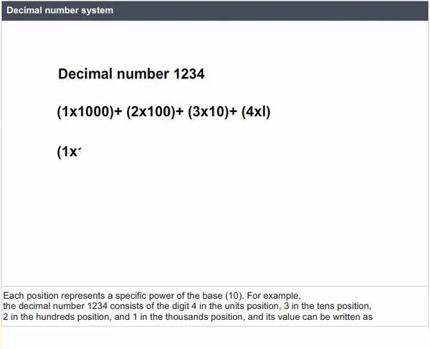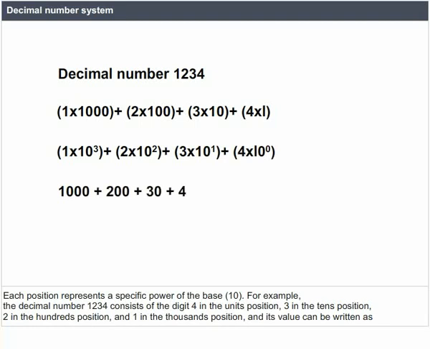1 multiplied by 10 to the power 3 plus 2 multiplied by 10 to the power 2 plus 3 multiplied by 10 to the power 1 plus 4 multiplied by 10 to the power 0. 1000 plus 200 plus 30 plus 4. 1234.